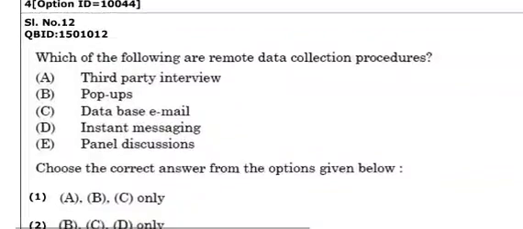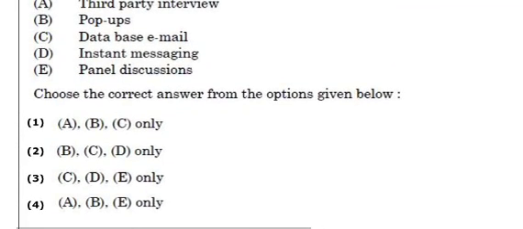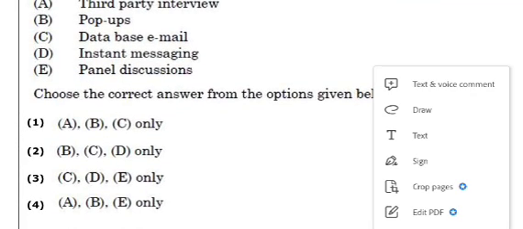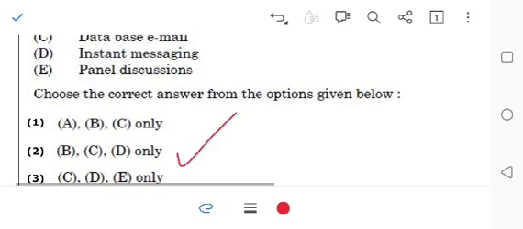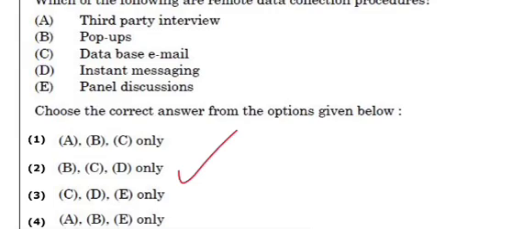Next, number 12, it says, which of the following are remote data collection procedures? Third-party interview, pop-ups, database email, instant messaging, panel discussions. Now, these kind of options are given. Correct option will be B, C and D. What was BCD? B was pop-up, C was database email and D was instant messaging.